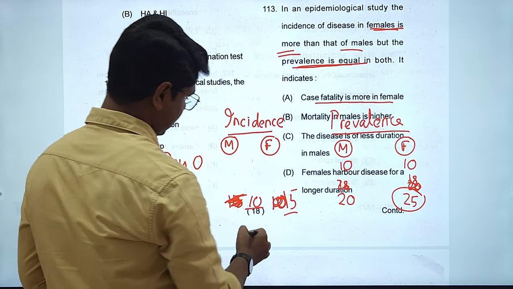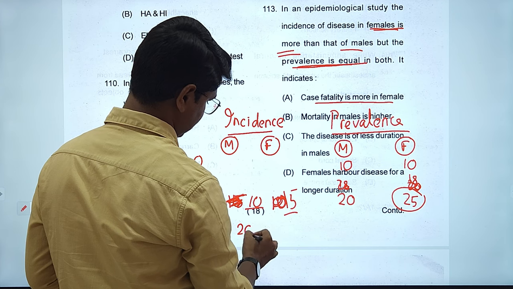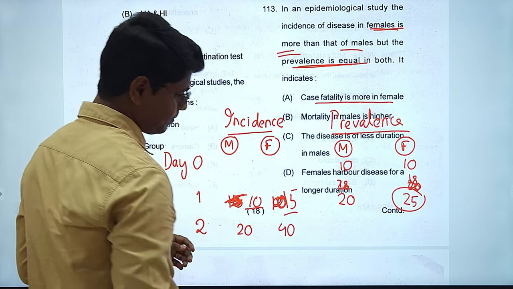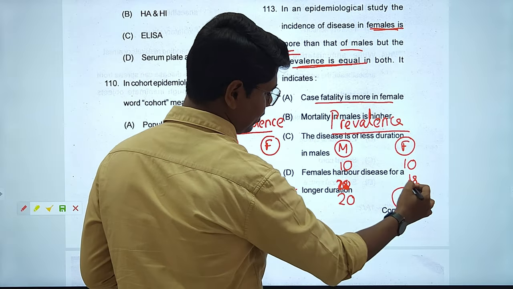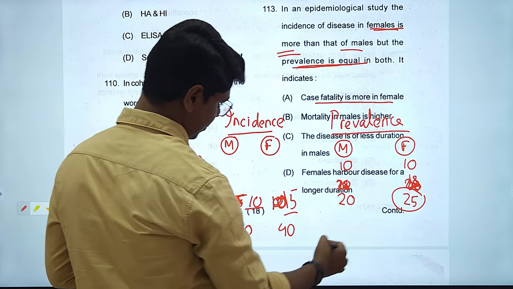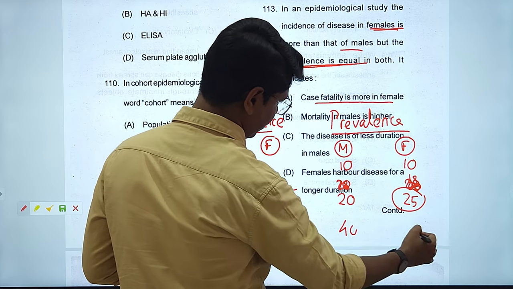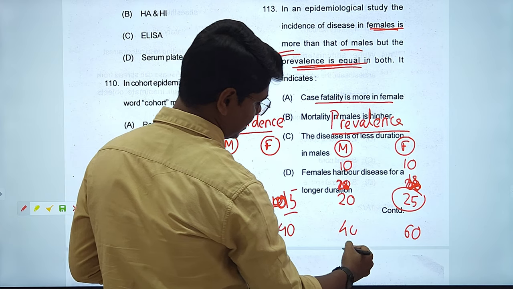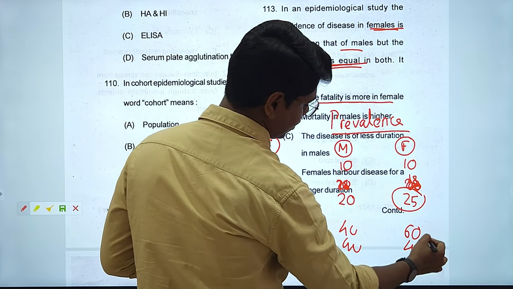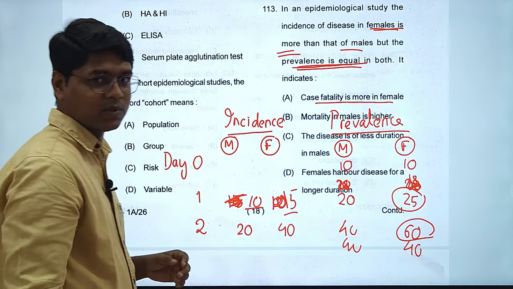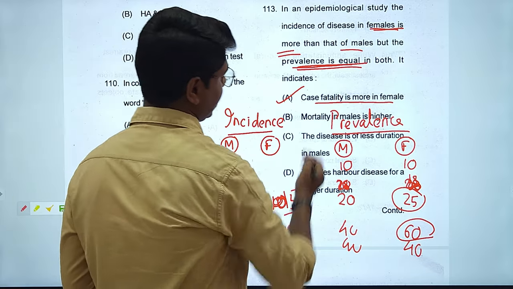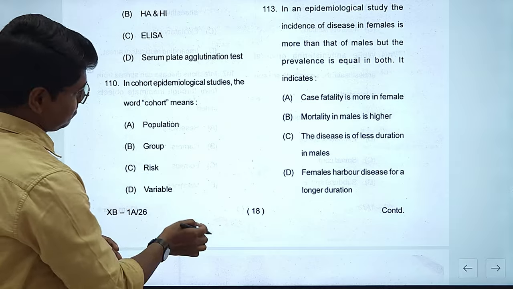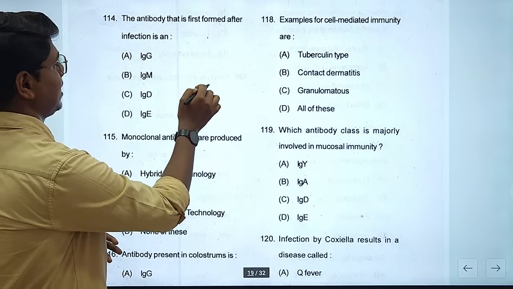Suppose the next day, the male has 20 and the female has 40. Here the prevalence was 20 and 20. If you add, it should be 40 and 60. But it says the prevalence is equal, so it means 40 and 40. So 20 females are dying. It means the case fatality rate is more in females. Epidemiology is kind of statistics, numbers, and I don't like numbers.